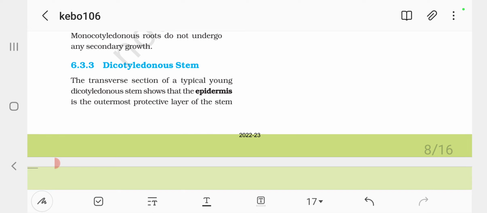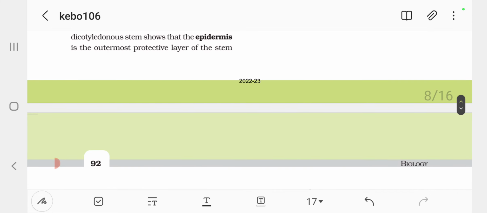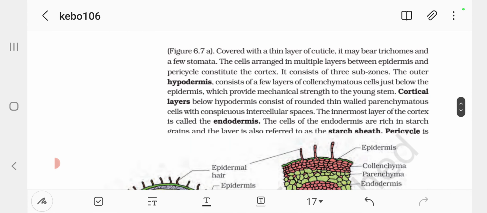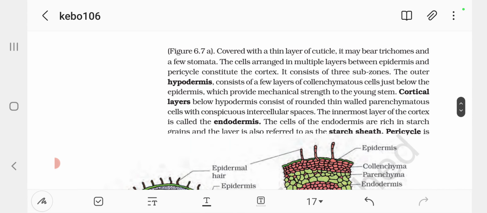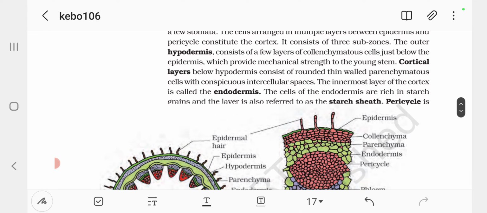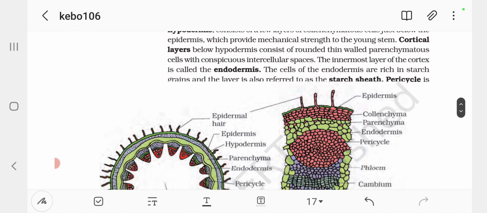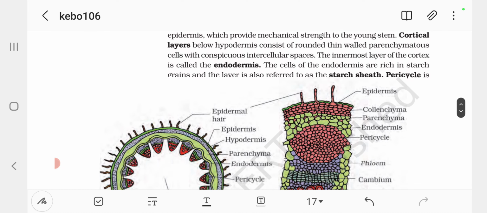The transverse section of a typical young dicotyledonous stem shows that the epidermis is the outermost protective layer of the stem, covered with a thin layer of cuticle. It may bear trichomes and few stomata. The cells arranged in multiple layers between epidermis and pericycle constitute the cortex. It consists of three subzones: the outer hypodermis, consisting of a few layers of collenchymatous cells just below the epidermis, which provide mechanical strength to the young stem.